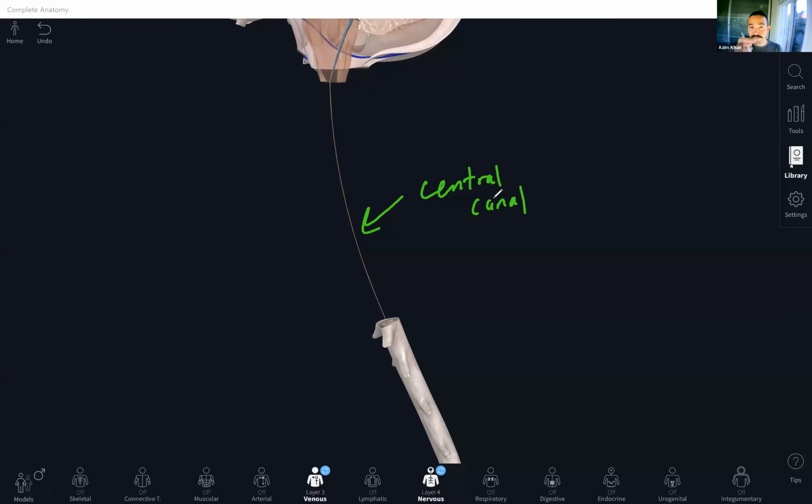That's where the cerebrospinal fluid will eventually exit out into the subarachnoid space. You can see it continuing here in the center of the spinal cord. I know we've discussed the central canal for bone. This is the central canal of the spinal cord. Different things.